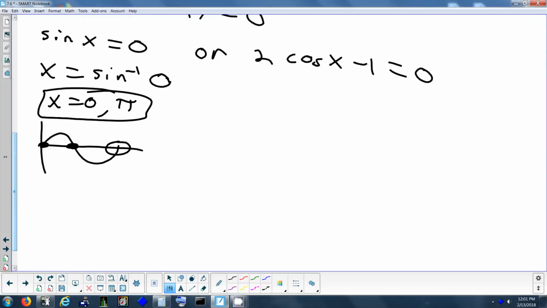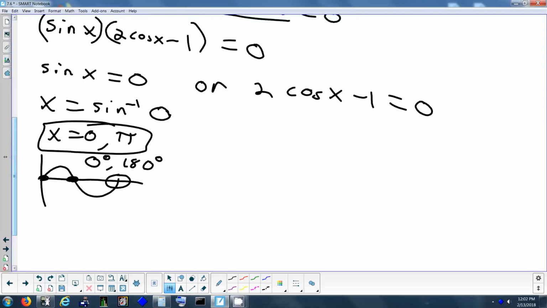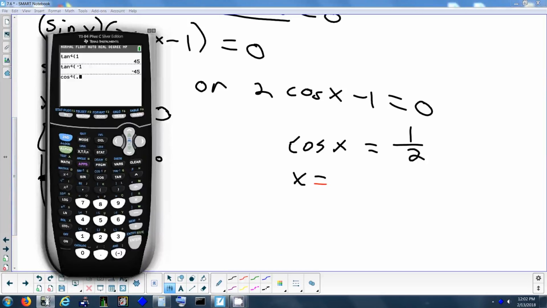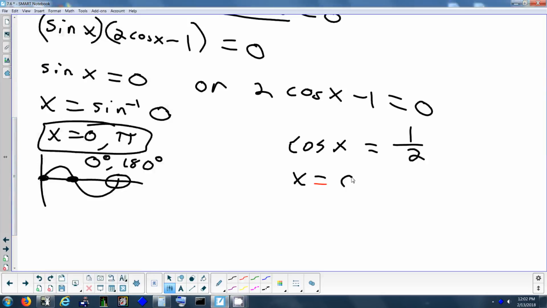If you want it in degrees, I can do it that way too: 0, 180. What if you didn't know that? You could use your calculator. So we get 0 and 180, or 0 and pi. Just showing you both. And the last one? How would I get cosine x by itself? Add 1, divide by 2. And my last step would be to use the inverse. It's always the last step, inverse cosine. Inverse cosine of a half, 60 degrees.